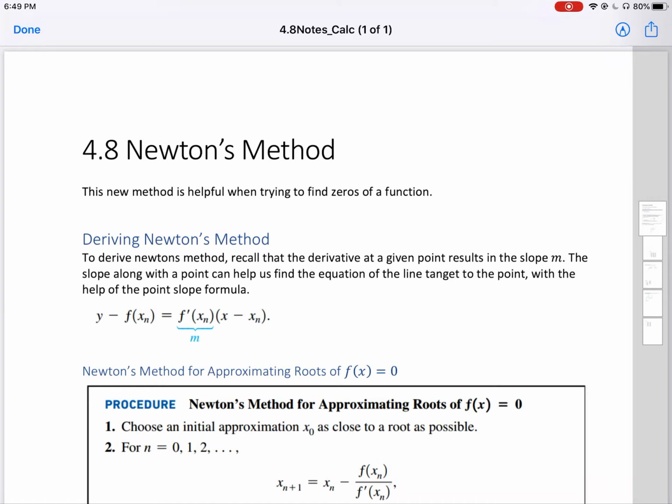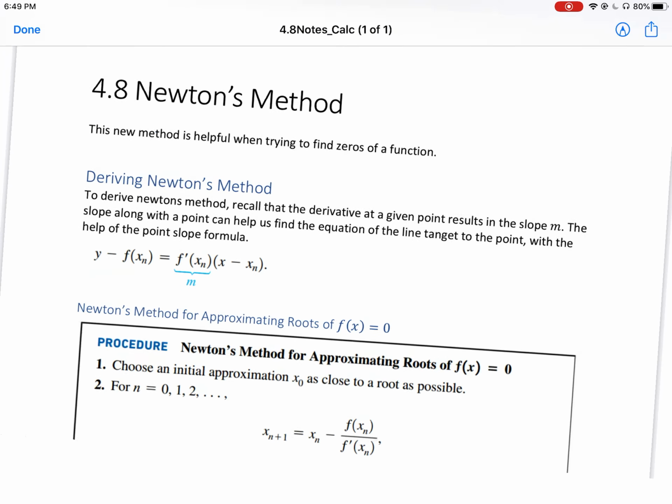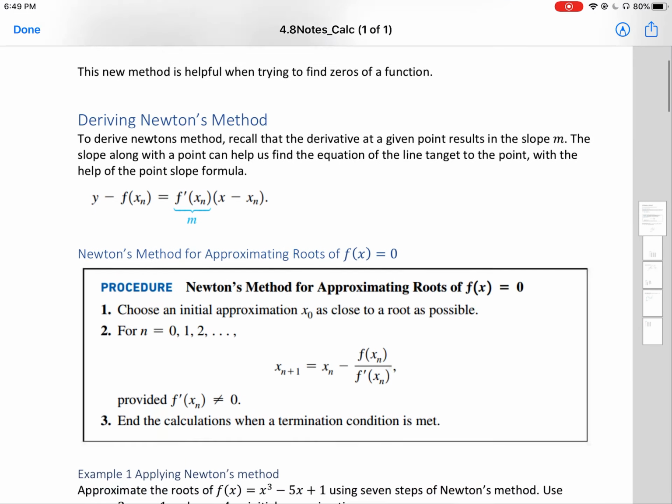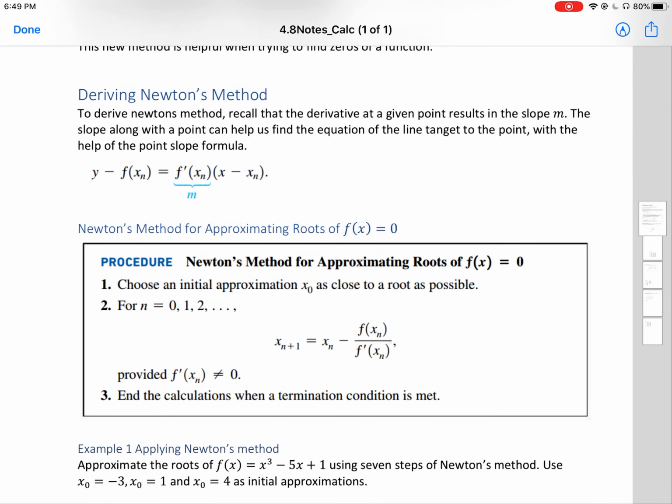Section 4.8, Newton's method. This new method is helpful when trying to find zeros of a function. So to derive Newton's method, we work with our derivative and we find the slope using the derivative.